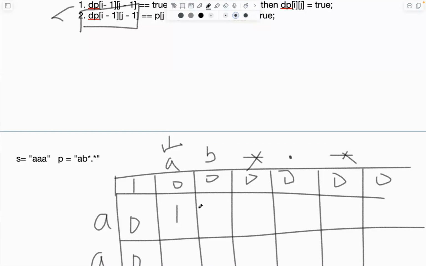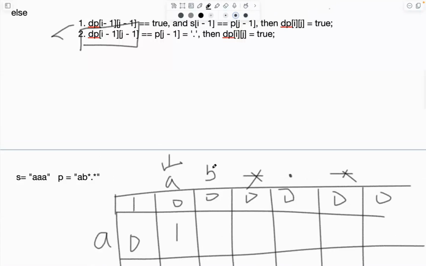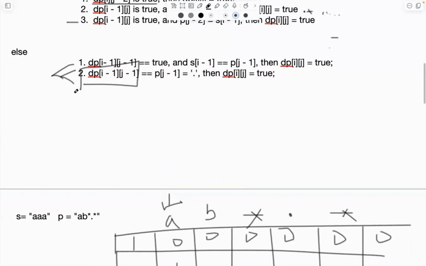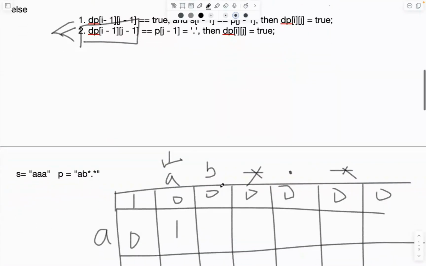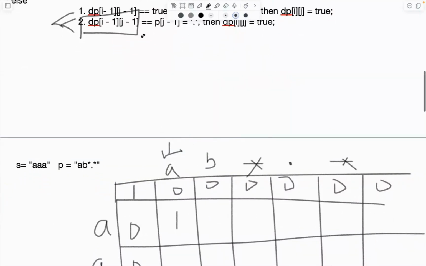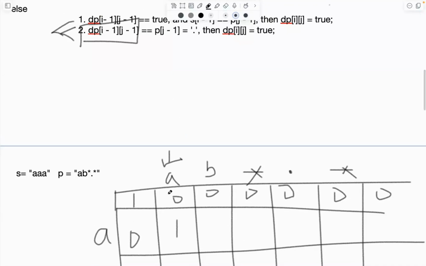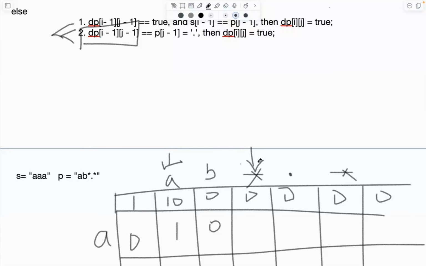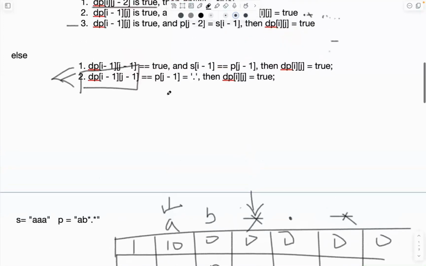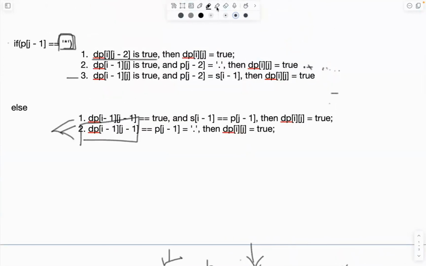Now going to the second, comparing these two. We know A does not match B. We need to consider these two conditions because B is not star, right? So now we know this is not 1, so we should assign 0 here. Now the current character is star.